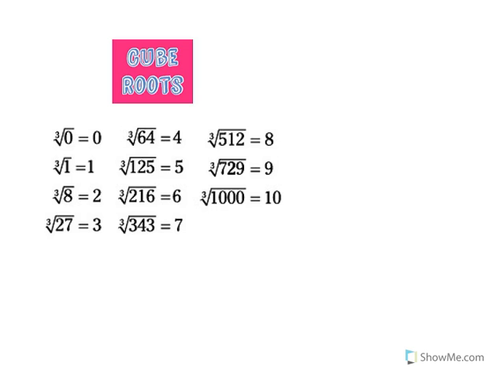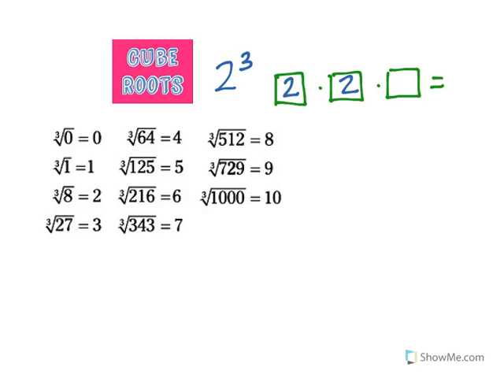Okay, we also learned about perfect cube roots, and that's a number multiplied by itself 3 times to get the product. So for instance, if I took 2 cubed, 2 cubed is writing the number 2 three times and multiplying it. So it'd be 2 times 2, which is 4, times 2, which would be 8.